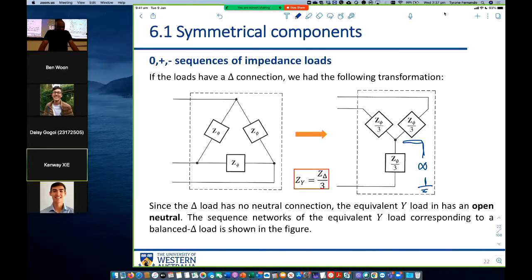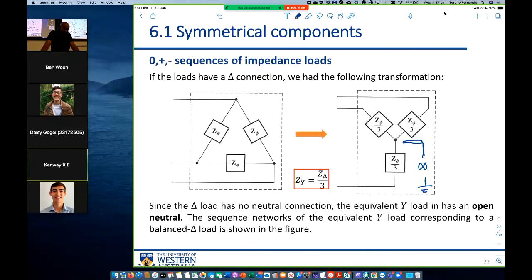So we have a delta impedance here. Okay. So with the delta impedance, we can translate that into a star network by taking the impedance and dividing by 3, which is what you see on the right. So in the middle you have a neutral. The delta network, there is no neutral and it's not connected to ground. Right? Delta network doesn't have a neutral and it doesn't connect to ground.